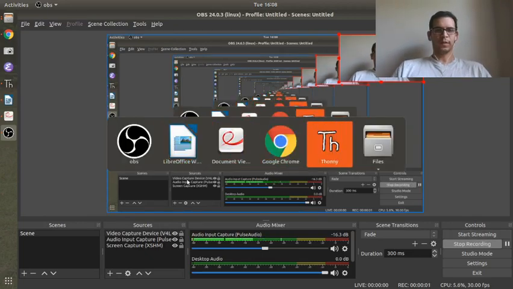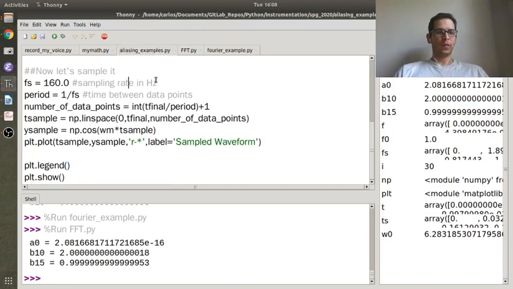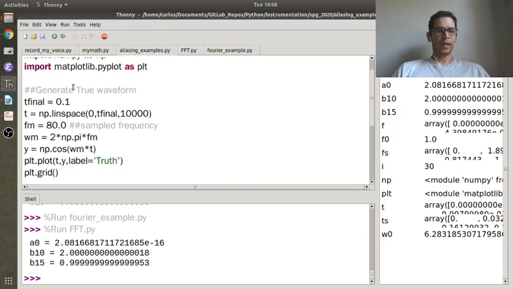Okay, folks, so this is basically the follow-on video talking about aliasing. What I'm going to do is create a cosine wave here. This waveform starts at 0 seconds and goes to 0.1 seconds, so it's just a tenth of a second. I'm going to plot it using 10,000 data points, and I'm using a lot of data points because I want to make sure I accurately portray that sine wave.